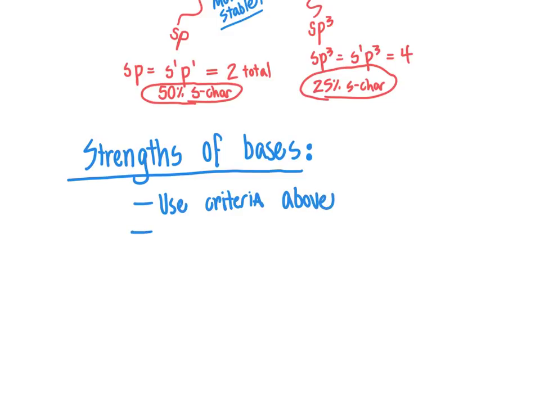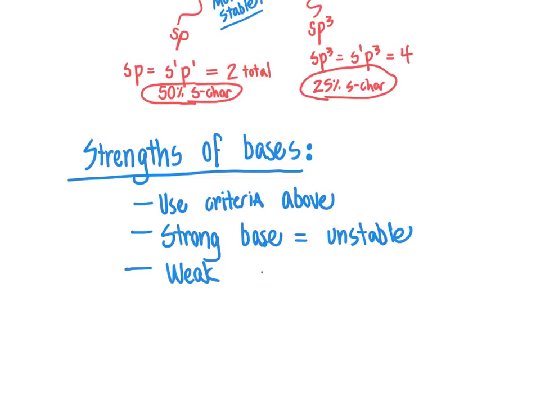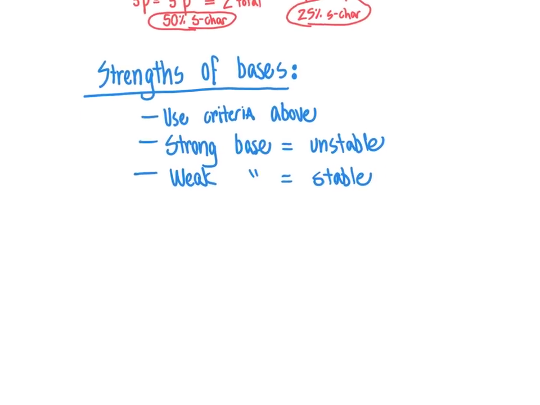And keeping in mind that the strong base is an unstable base, and the weak base is the stable base. So those criteria that we looked at above for stabilizing bases are going to be what leads to weak bases. So weak base equals a stable base. And those criteria we looked at above in points 1 through 5 were all criteria that would lead to a stable base. So you can use those criteria to compare the relative strengths of different bases.